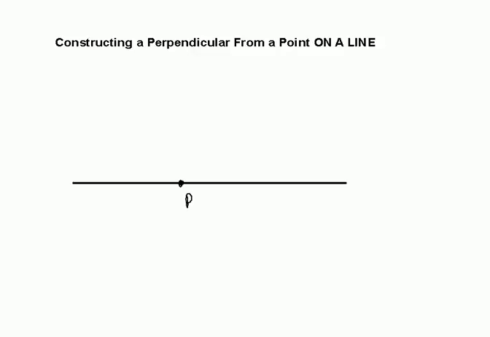Okay, and for this next construction, we are going to construct a perpendicular from a point on a line. So I have point P right here, that's on my line, and I need to draw a perpendicular that goes through point P to this line. So we will take our compasses out, and the process is the same as doing the perpendicular bisectors. All of these require that same process.